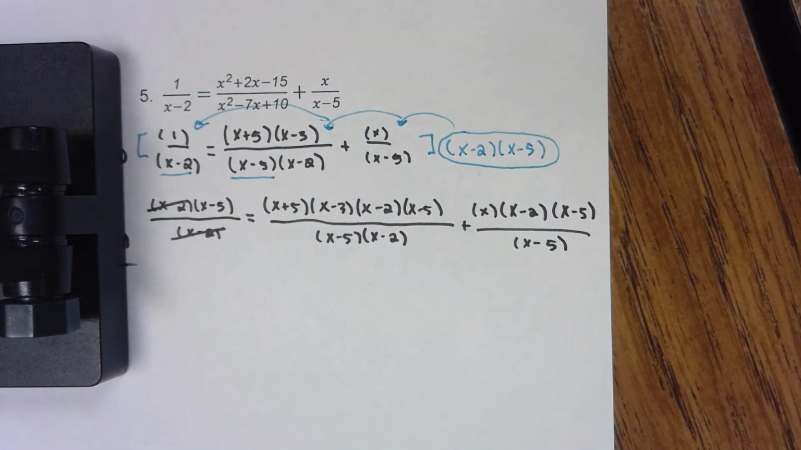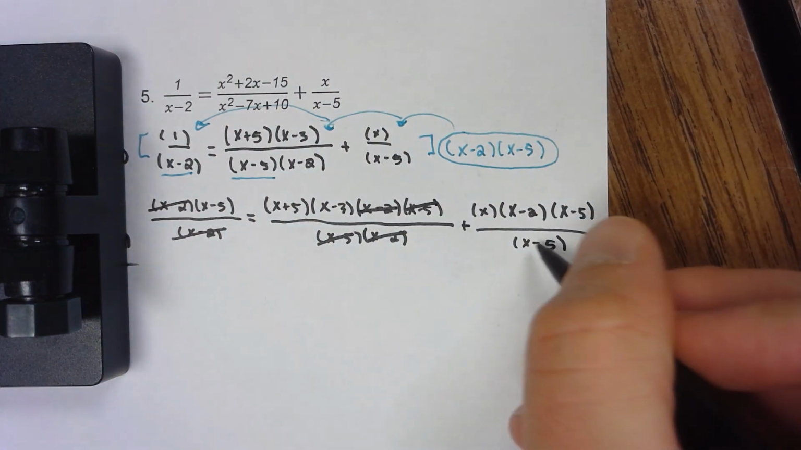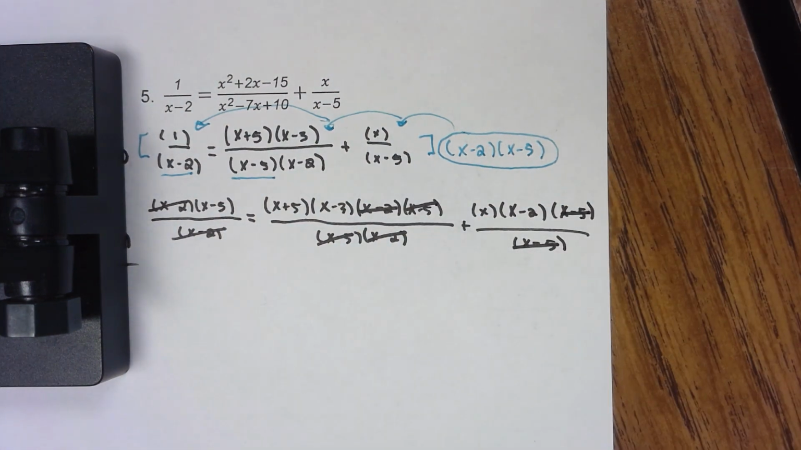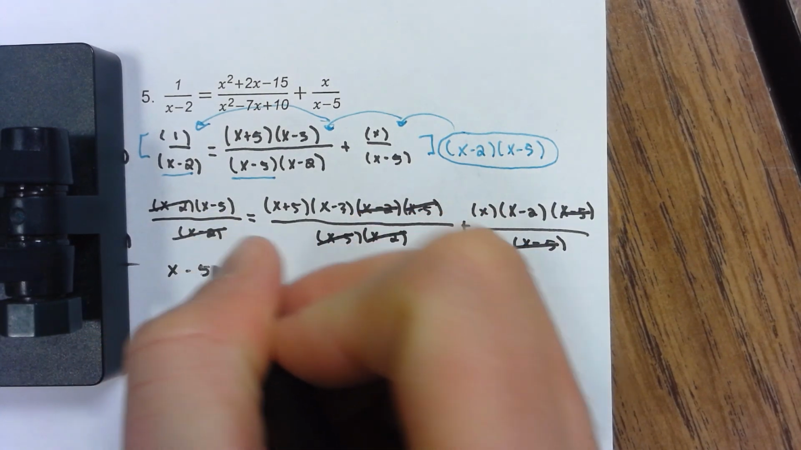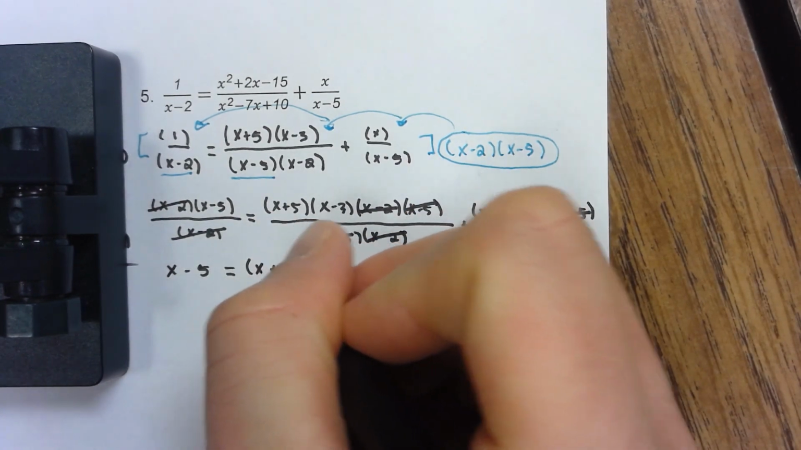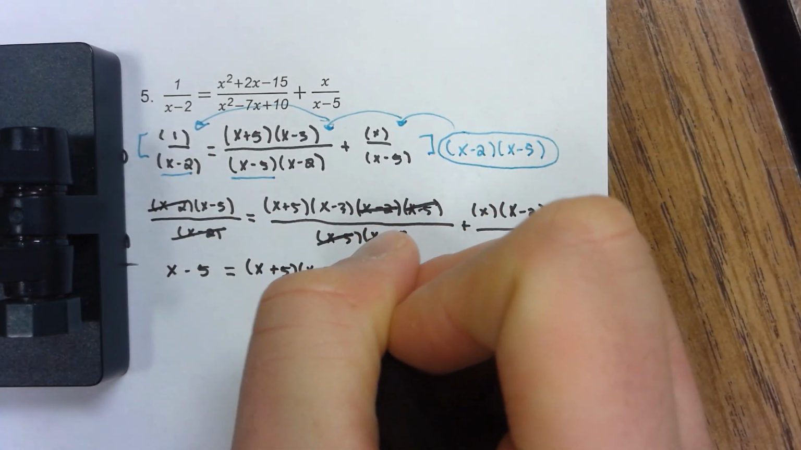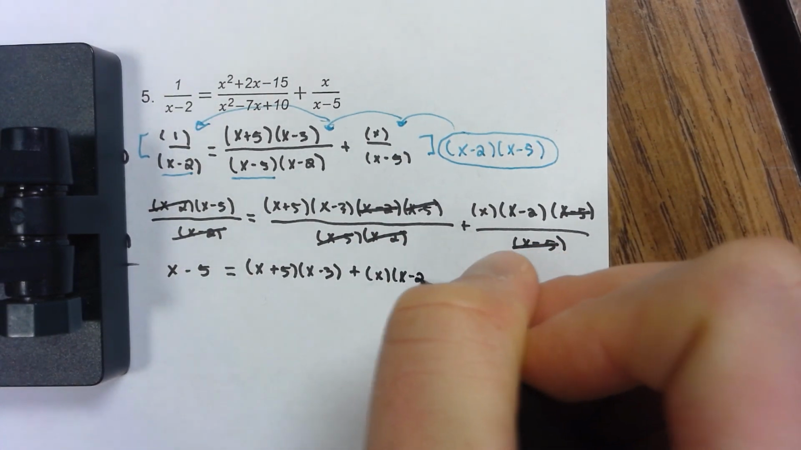But some of you will pick up on what's going to cancel when we multiply those terms out and may not need to write out this entire step. Okay, but x minus 5, x minus 2's cancel, x minus 5's cancel. And so now we don't have any more rational expressions. All the denominators are gone. And so we're left with x minus 5 on the left side, x plus 5 times x minus 3 on the right side, and then plus x times x minus 2.